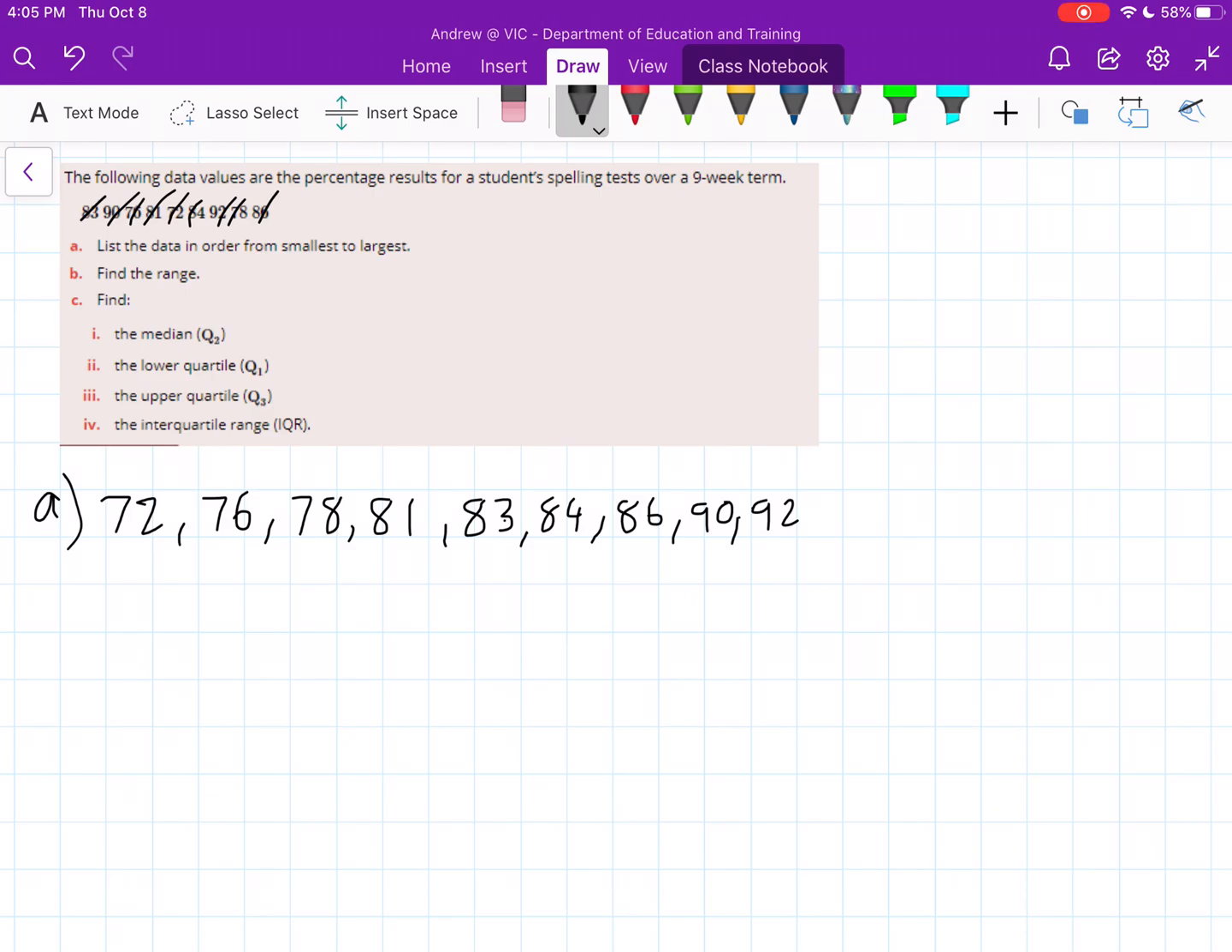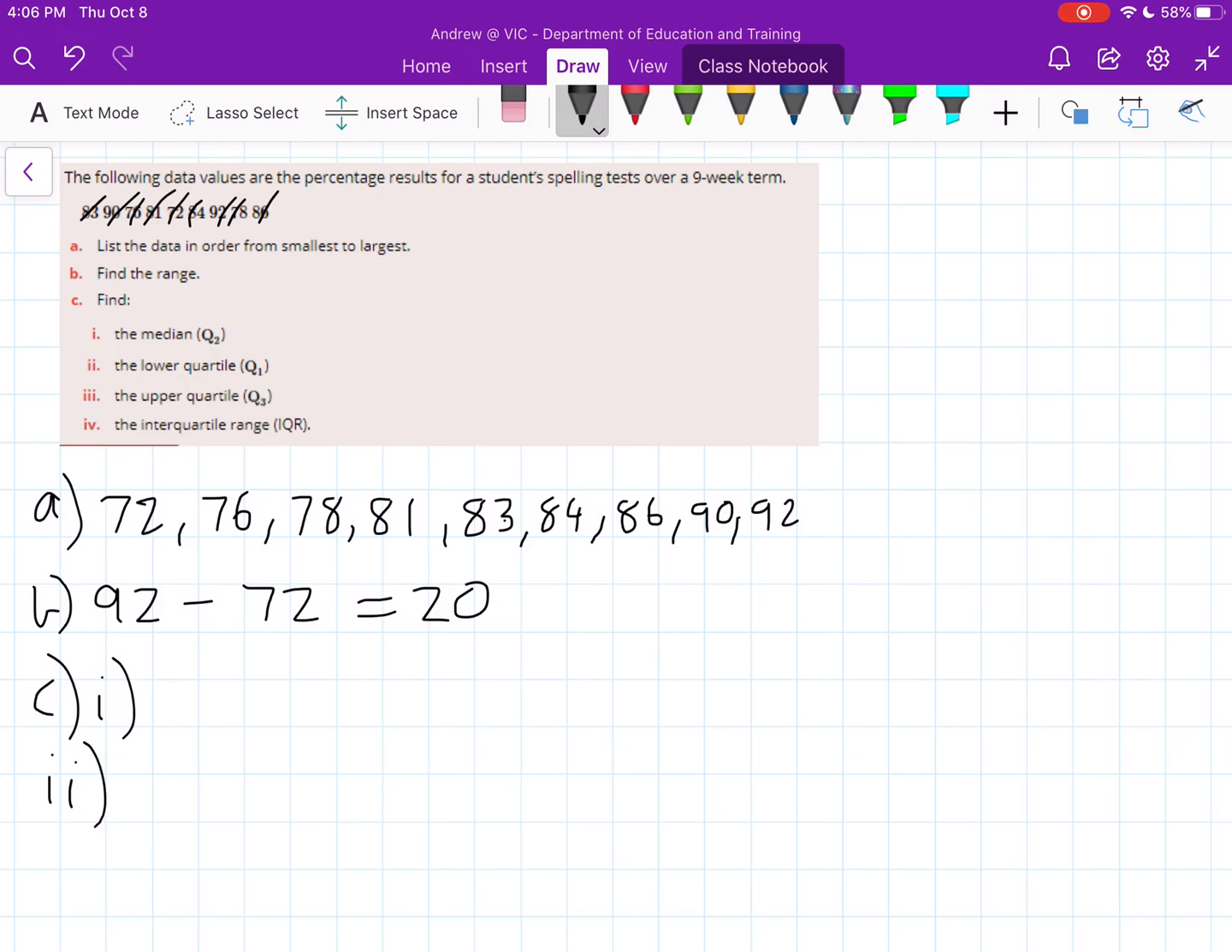So find the range. Here our range is just the highest minus the lowest value. So our range here is 92 minus 72, which is equal to 20. Okay. Now, for part C, I'm going to be writing on our data here. So we need to find our median, our lower quartile, our upper quartile, and the interquartile range.